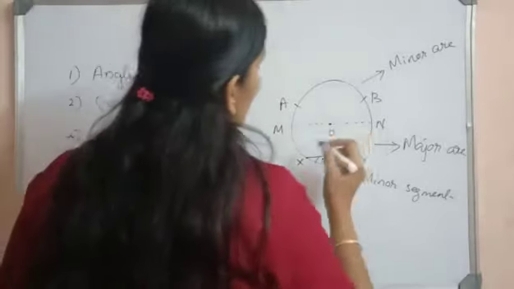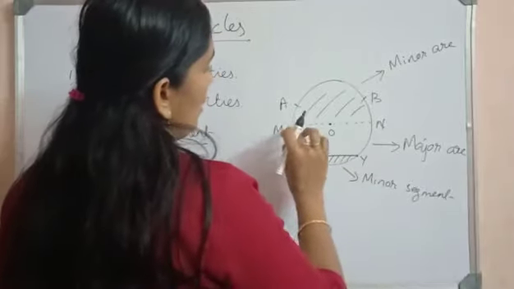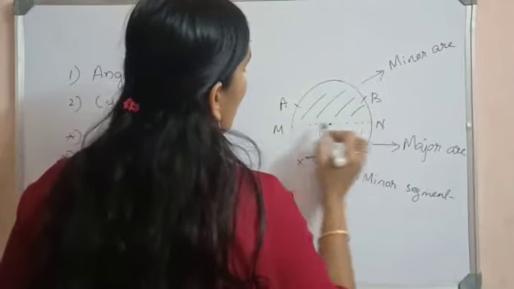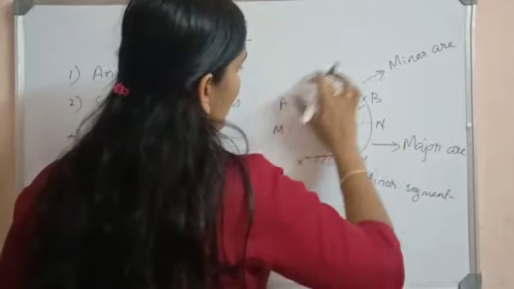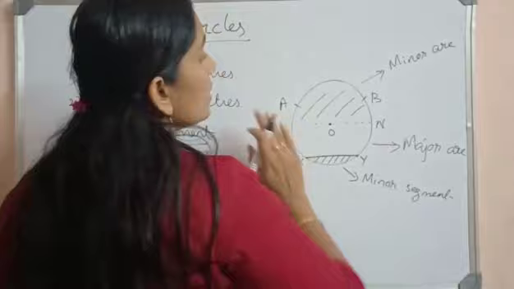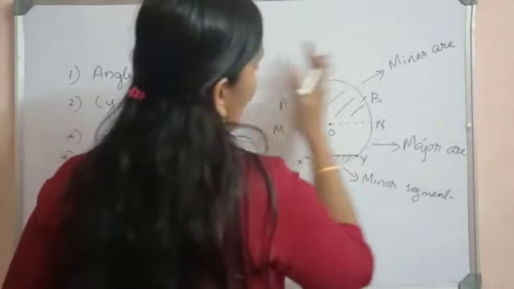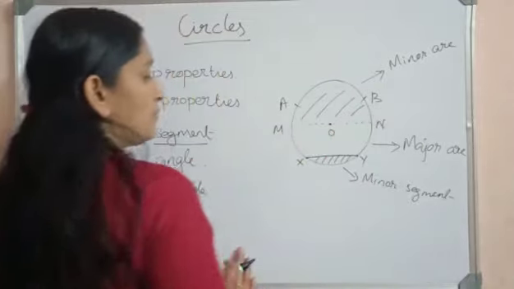Now if you consider the portion which is divided by this diameter, here MN is the biggest chord, and the chord MN along with this arc is the semicircle because it includes half of the area of this circle. Therefore, this is called a semicircle.